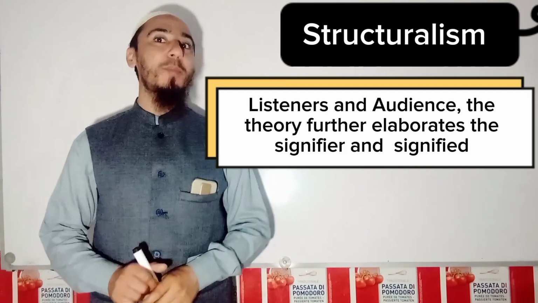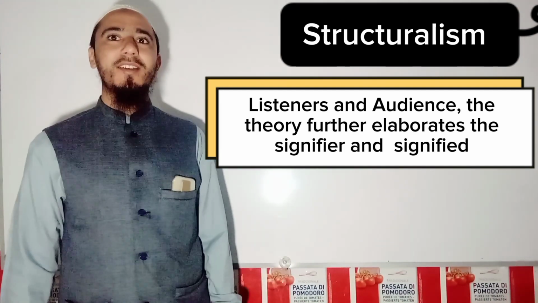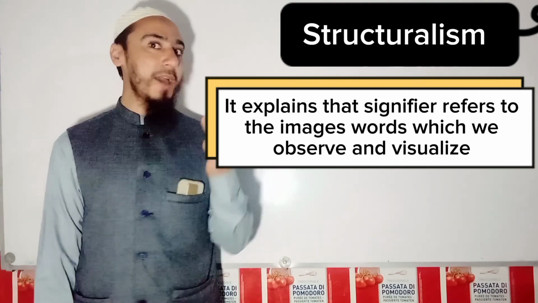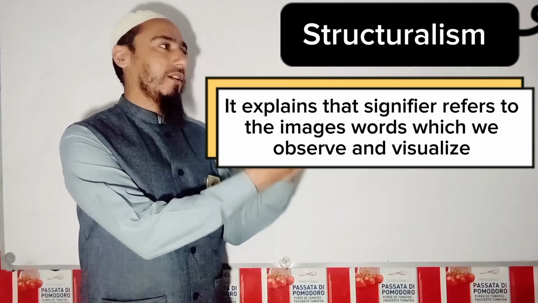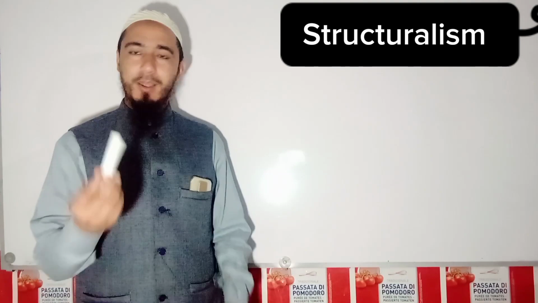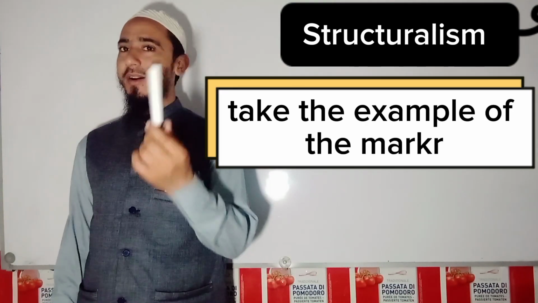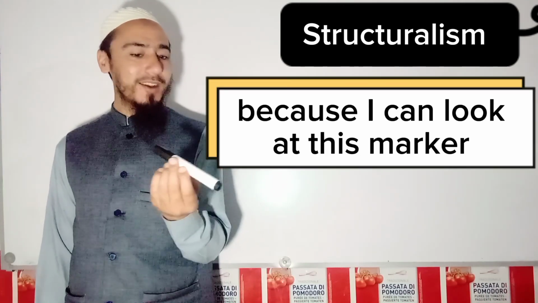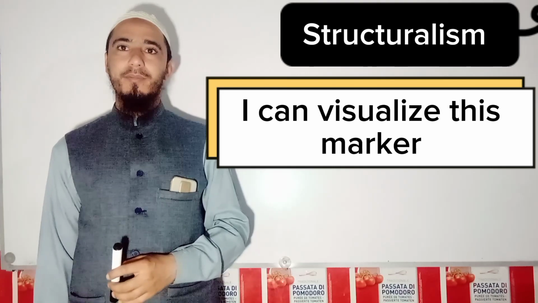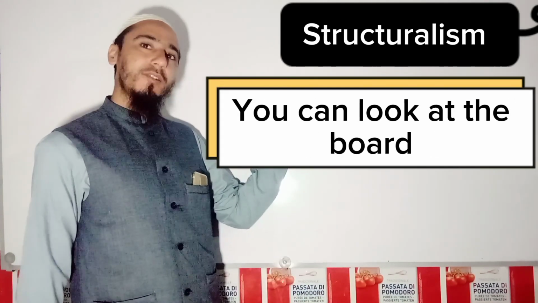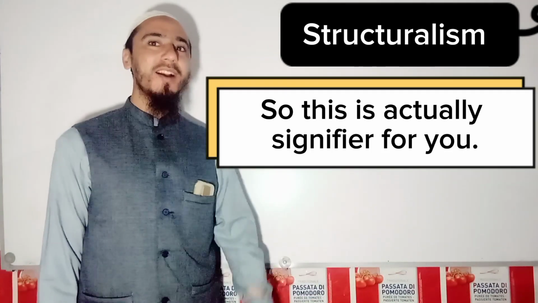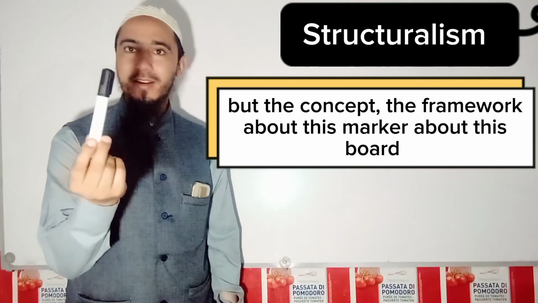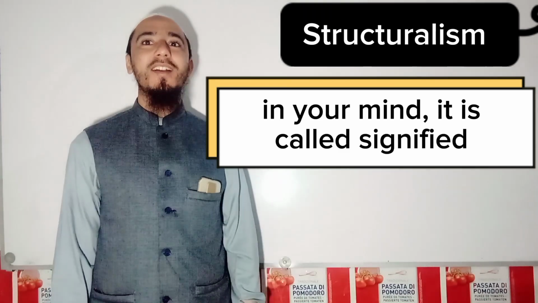Listeners and audience, the theory further elaborates the signifier and signified. It explains that signifier refers to the images and words which we observe. For example, visualize and take the example of the marker. This marker is actually a signifier. Why is it a signifier? Because I can look at this marker. I can visualize this marker. Take the example of the board. You can look at the board. So this is actually a signifier for you. But the concept, the framework about this marker, about this board, in your mind, is called signified.